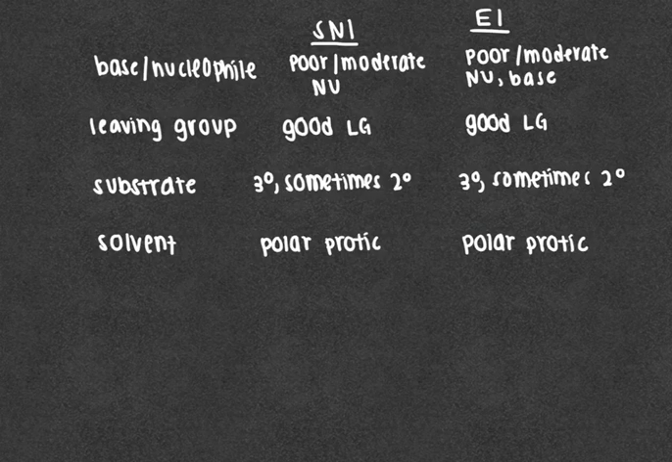Both reactions require a tertiary substrate, or they can sometimes work with a secondary substrate. This is because, as previously discussed, they both form a carbocation intermediate, and we want to form the most stable carbocation. Both reactions must be in a polar protic solvent in order to work.